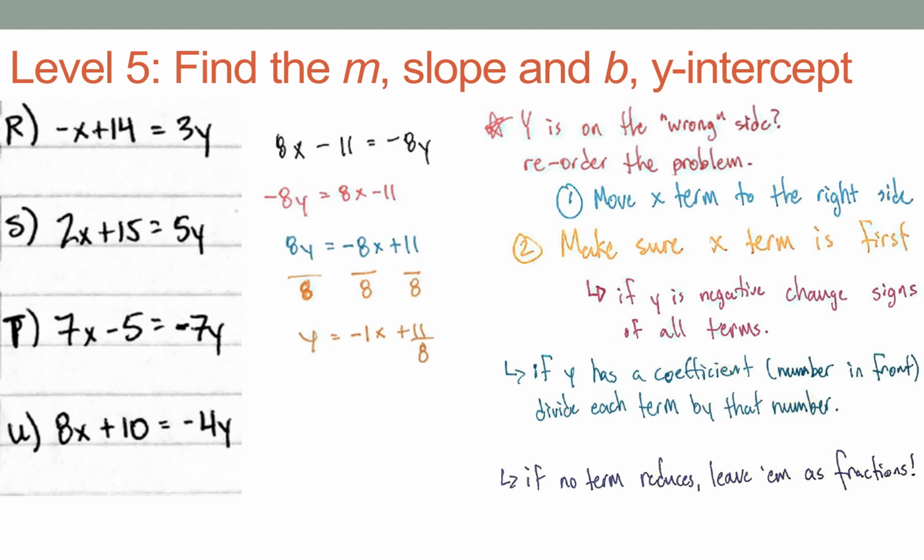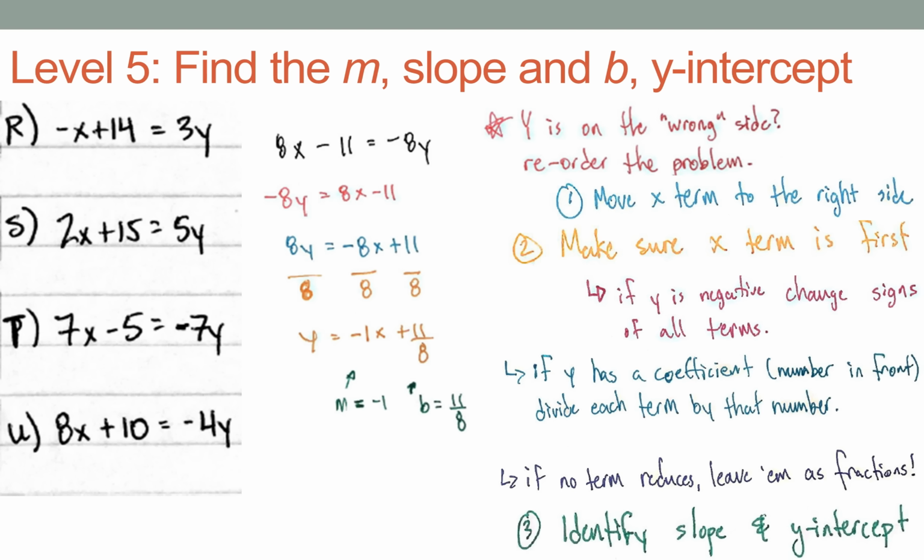So if I leave it as a fraction, kaboom, I can actually identify the slope and y-intercept. Boom! It's right there. Sweet! Slope is negative 1 or negative 1 over 1. And the y-intercept, or b, is 11 over 8.